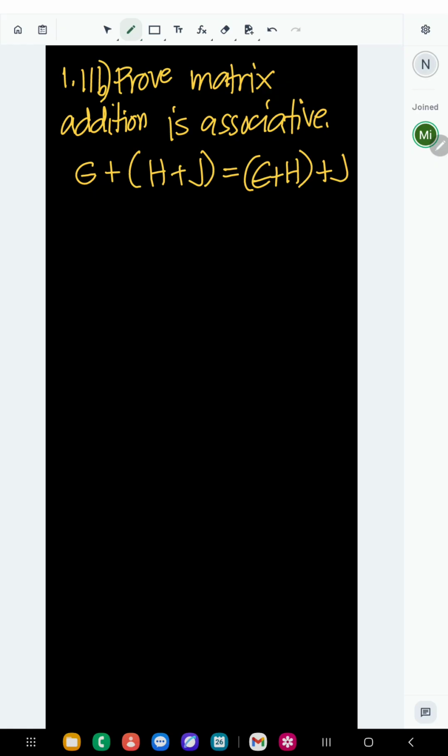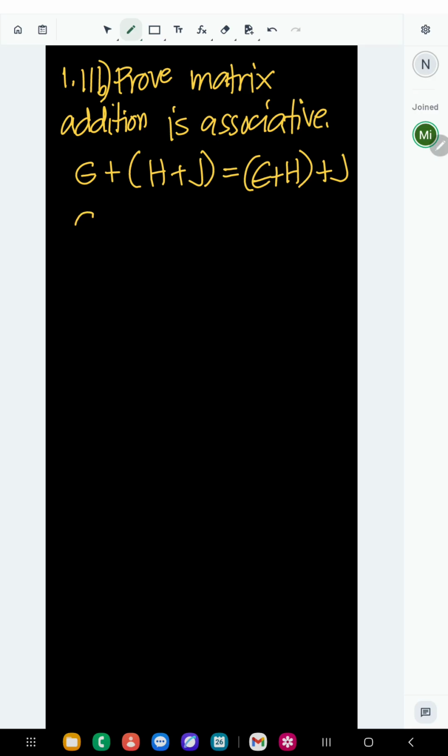For B, you prove that matrix addition is associative. So we're given here, you prove that (G plus H) plus J is equal to G plus (H plus J) for any three matrices. We're given three matrices G, H, and J of the same size. So we write the matrices in entry form.